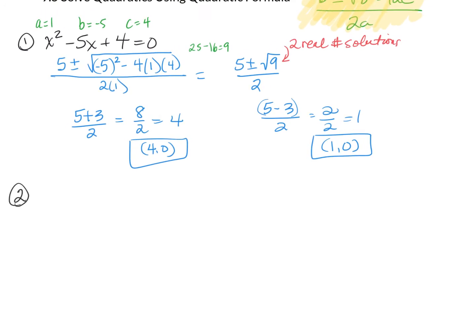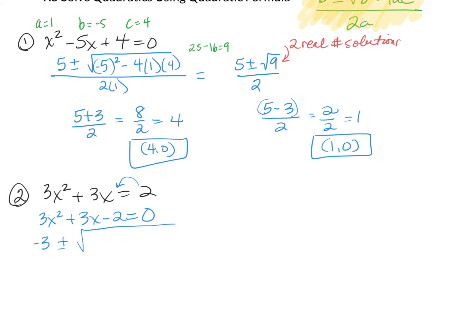Number 2 is 3x squared plus 3x equals 2. So hopefully you notice that this is not standard form, so I've got to move my 2 over first before I can use the quadratic formula. So I have 3x squared plus 3x minus 2 equals 0. Now I can use my quadratic formula. So negative b would be negative 3 plus or minus the square root of b squared, so 3 squared minus 4 times a times c, all over 2 times a.